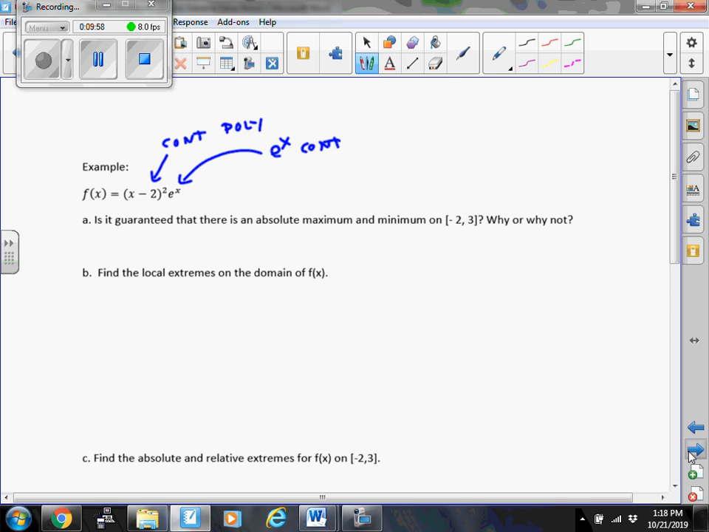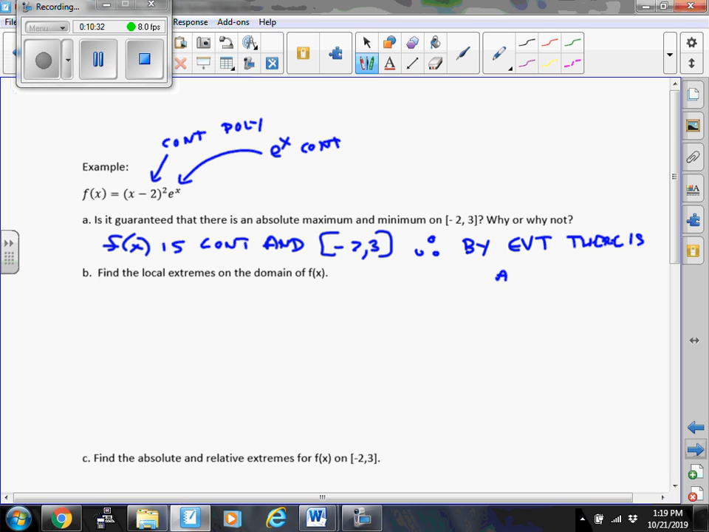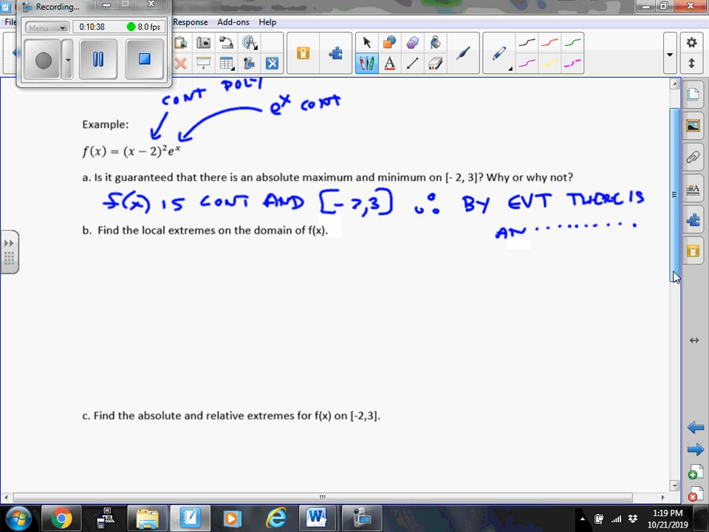So the first thing that I have to do is state f of x is continuous and closed, because they closed it for us. So it's continuous and closed. Since it's continuous and closed, yes. Therefore, by EVT, there is an absolute max and absolute min. Find the local extremes on the domain of f of x.